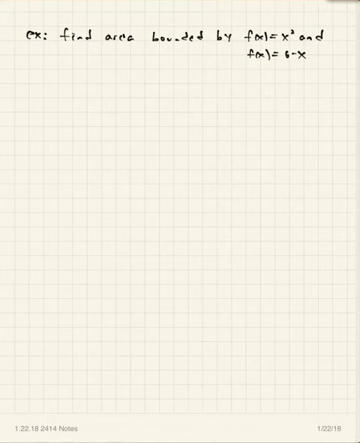The first thing you need is a picture, and you need to know where the points of intersection of these two curves are. Sometimes if you just sketch the graphs, the points of intersection are obvious from the graph. But let's look at this algebraically in case you couldn't do that. You've got y equals x squared and y equals 6 minus x. Using substitution, you're just setting the two expressions equal to each other to see where they intersect. So you get x squared equals 6 minus x, and that's a quadratic.